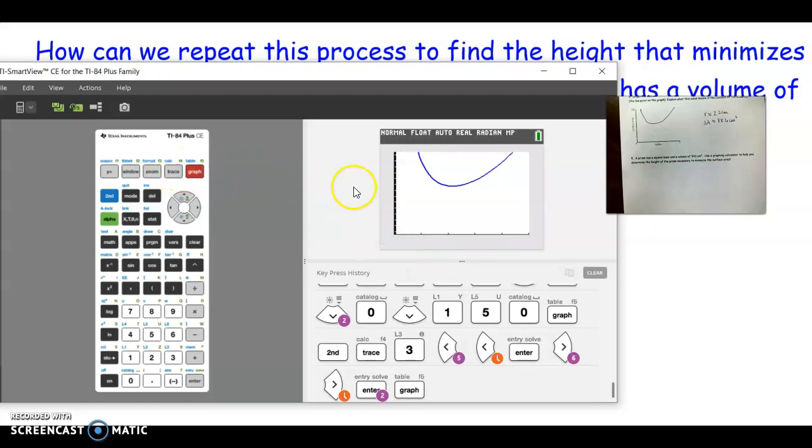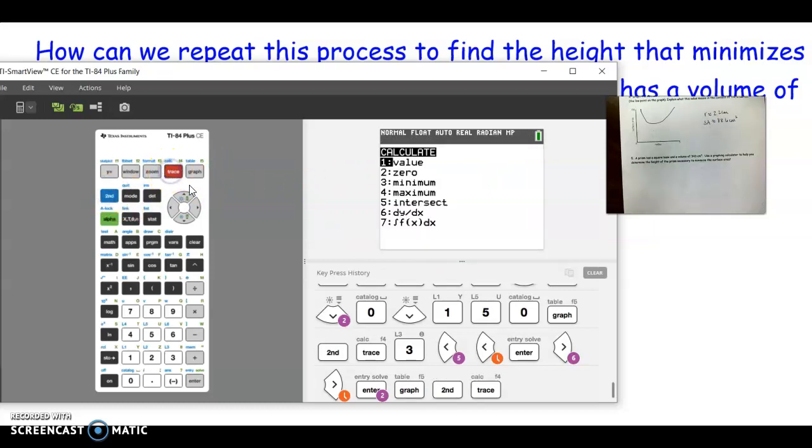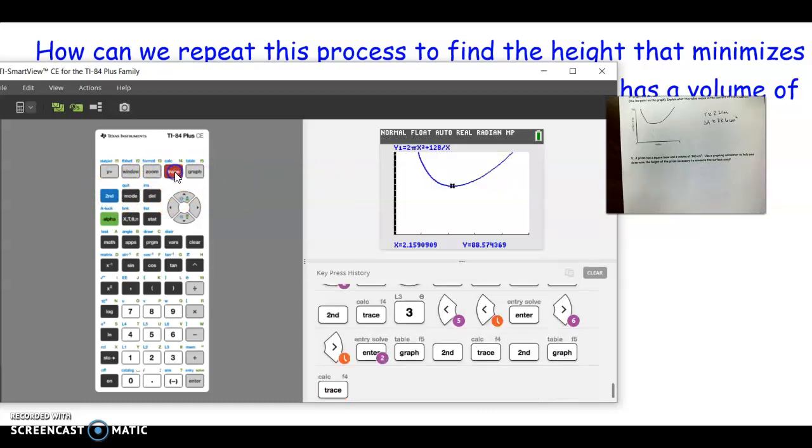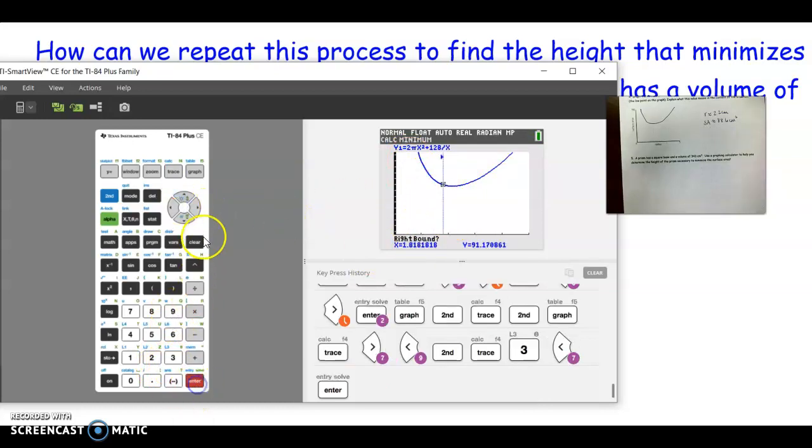So like if I just look at the graph and I go to second trace, or let's not even do second, let's just do trace. A lot of students will do this. They'll just move their cursor and they'll write down stuff. Well, you don't want to guess at where the minimum is. Always go through that process. Second trace 3, and then go to your left bound, right bound, guess, and enter. So it will say minimum when you actually have the correct value. If you don't see the word minimum right here, don't write that down as your answer.